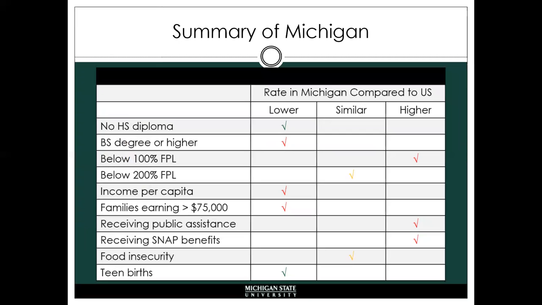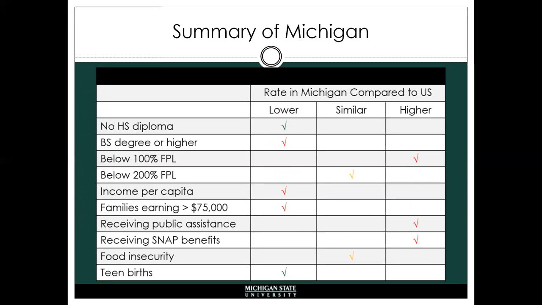So I know I went quickly through that, and if you need to go back and look at some of those slides, you can, but I put it into a summary table here for you. Green check marks indicate that the levels in Michigan are better than the United States averages. Yellow means we're the same, and red is that we have higher or worse rates than the nation. So Michigan has more red check marks, unfortunately, than yellow or green, it looks like.